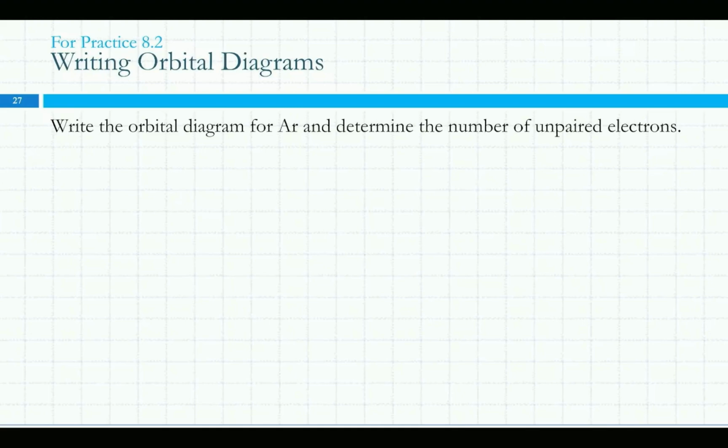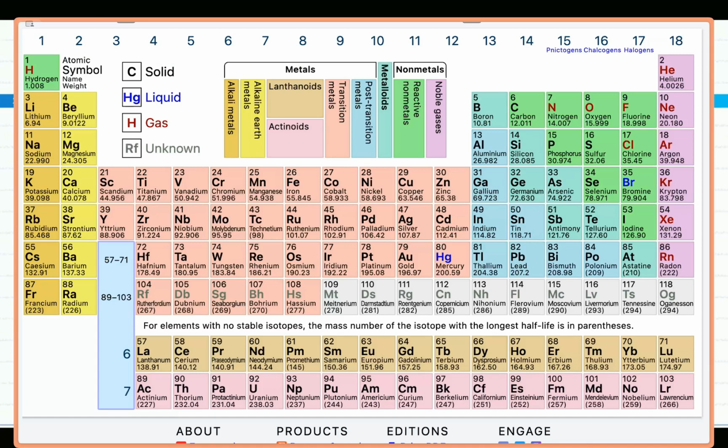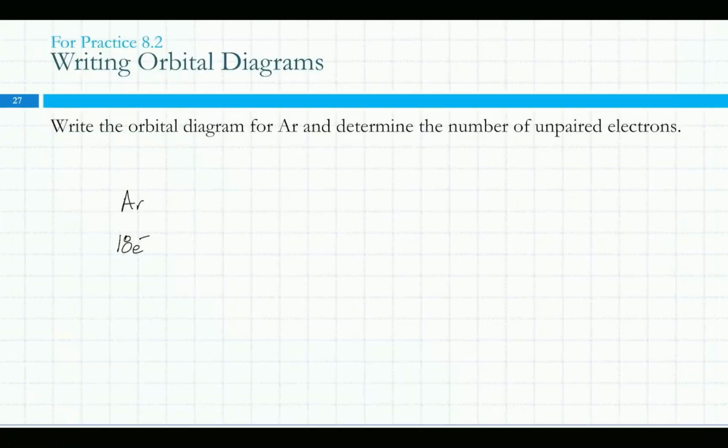Okay, orbital diagram for argon, and determine the number of unpaired electrons. This is maybe getting ahead of things a little bit. So argon is here. How many unpaired electrons is argon going to have? It's going to be 0, because it's a noble gas, so all of its orbitals will be completely filled. Now, we can write those out, but we've got 18 electrons. So our first orbital is going to be 1s, and then 2s, then 2p.